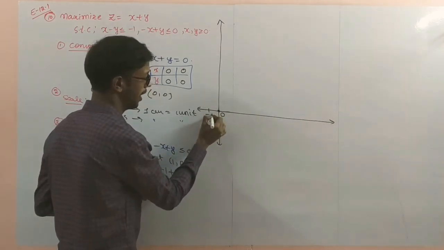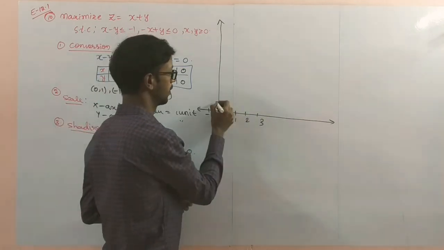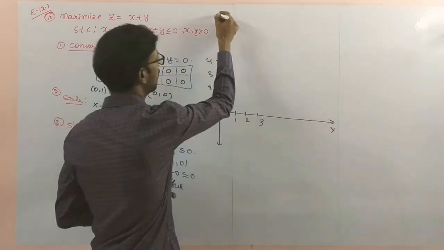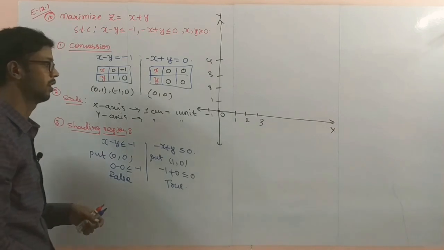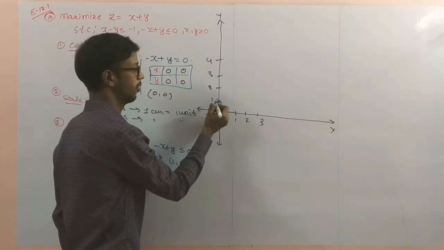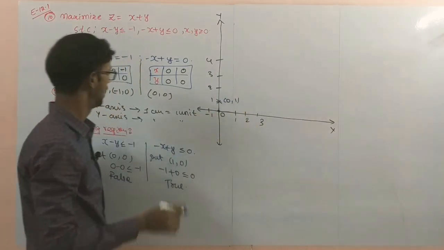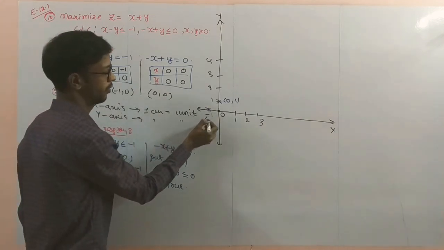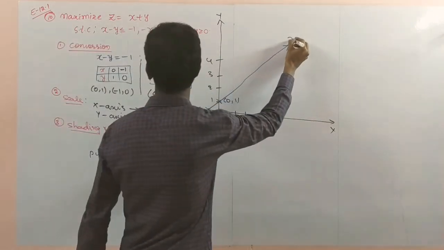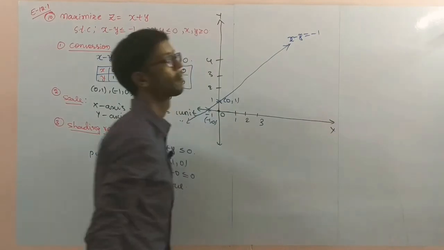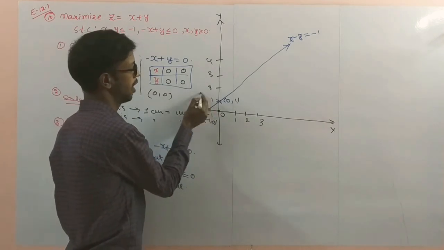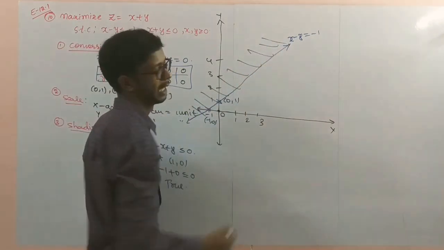This point is 0, minus 1, 1, 2, 3. 1, 2, 3, 4. X-axis, y-axis, negative y-axis, negative x-axis. So now, first point 0, 1. X is 0, y is 1. So this is 0, 1. Minus 1, 0. This point is minus 1, 0. So now you join the lines. It will continue. So this is the first equation. The false statement is there at 0, 0. Excluding the 0, 0, you have to make the shading above the line.